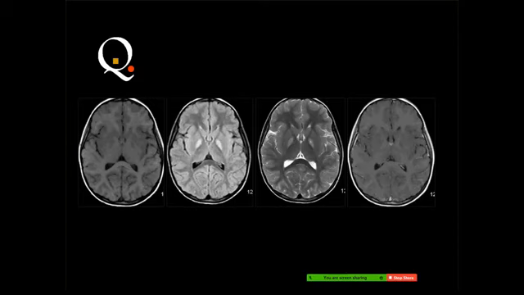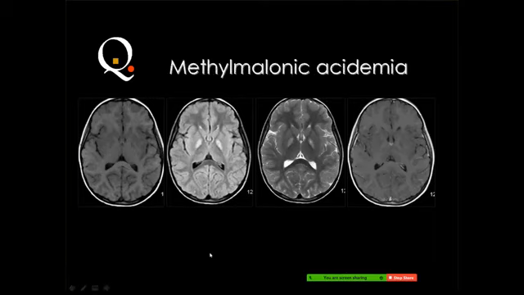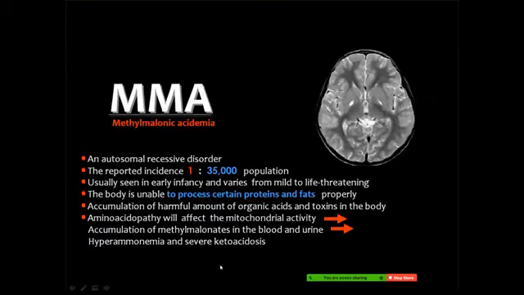I think this is the only lesion that can affect the globus pallidus. Bilateral and symmetric. Hypoglycemia? No, this is methylmalonic acidemia. Methylmalonic acidemia, and this is also in the third part of the white matter diseases.